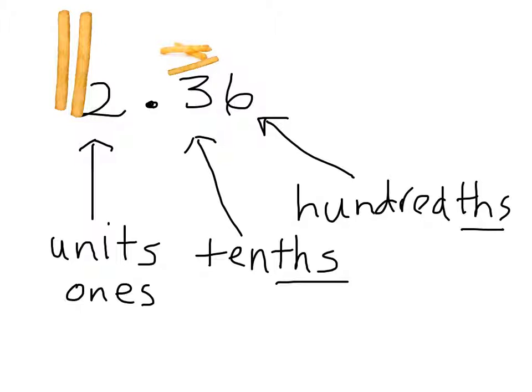So, if you said that this 2 right here is worth the most, you are absolutely correct. Because as we go this way, the numbers are going to get smaller and smaller and smaller.